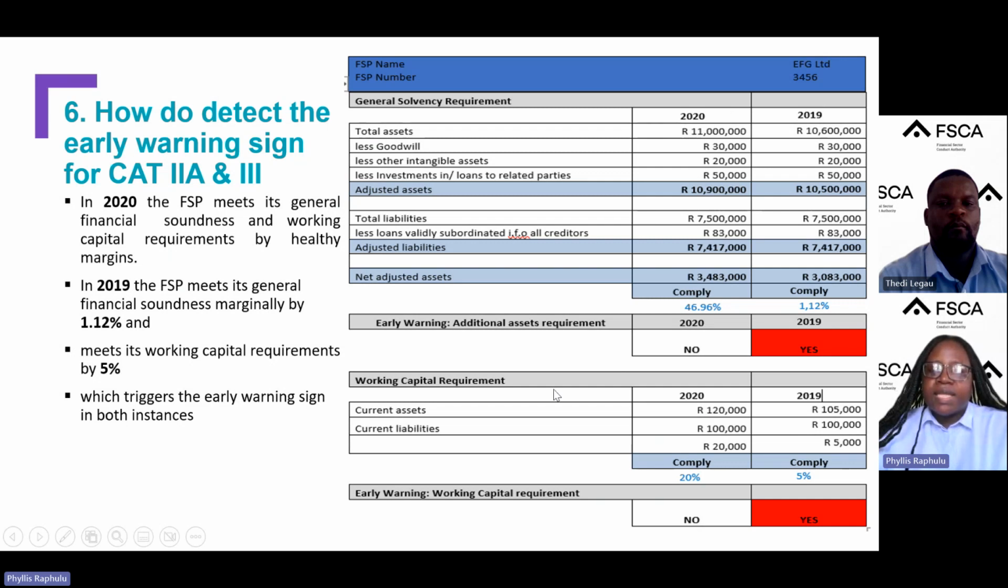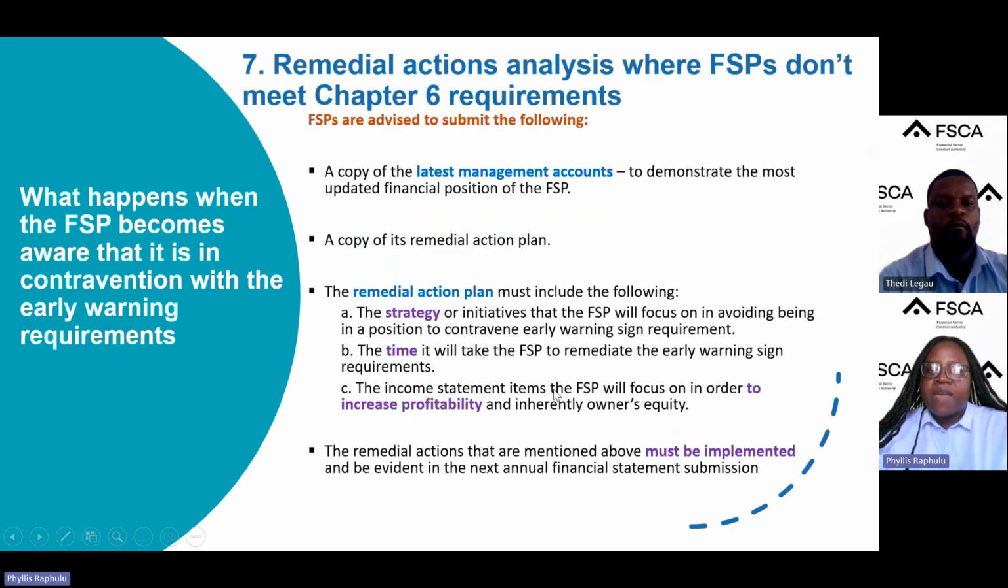Then what is it that the FSP has to send together with the notification to the authority if the early warning requirement has been triggered? They have to submit a copy of the latest management account that will demonstrate the most updated financial position of the FSP, and also a copy of the remedial action plan.